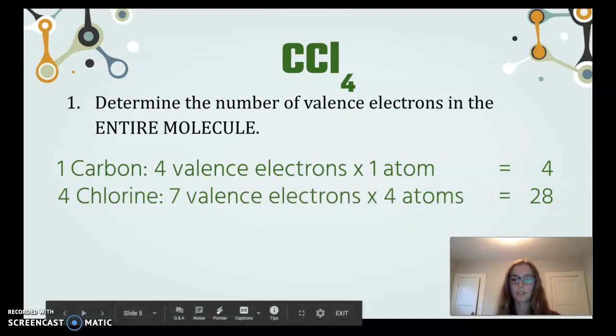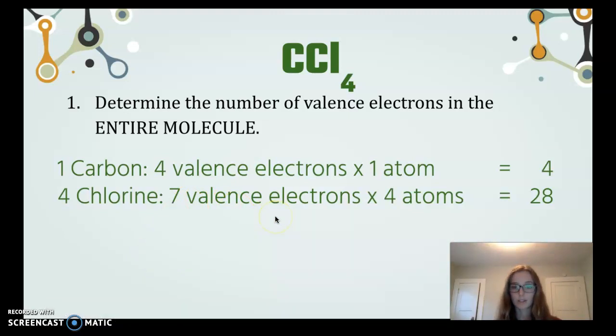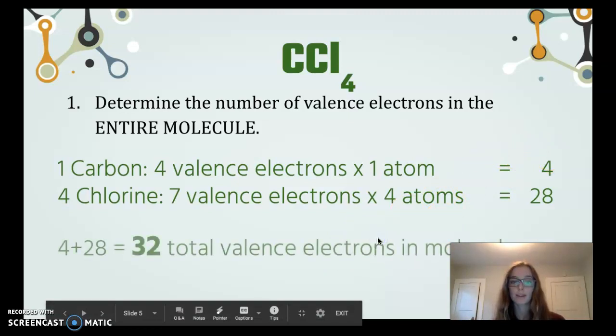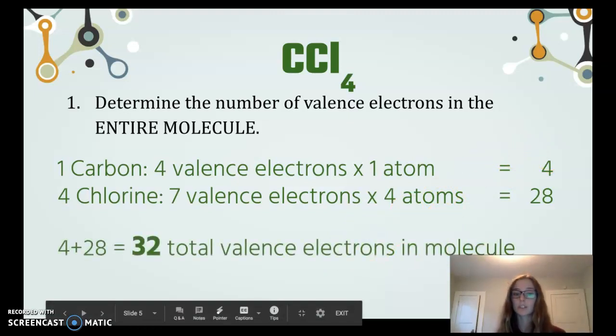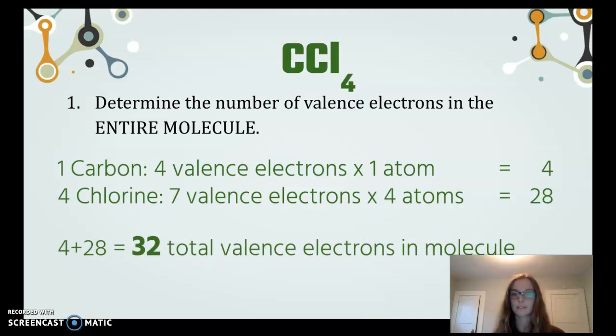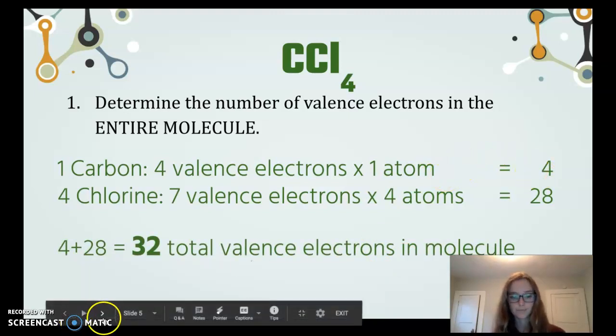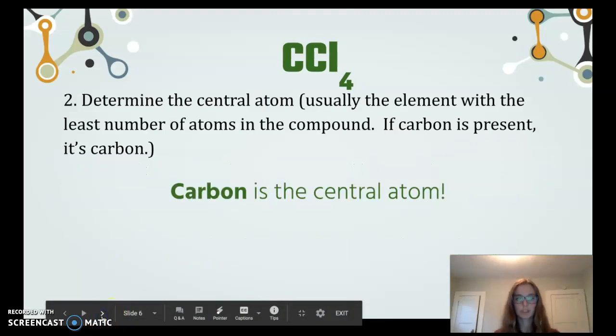Next we have chlorine, and chlorine has 7 valence electrons, but I have 4 chlorine atoms because I have a 4 subscript here. So therefore I have to do 7 valence electrons times 4 atoms, which means I have 28 valence electrons from my chlorine. So I'm going to add these together and realize I have 32 total valence electrons in this molecule. So make sure you have this example written down thus far as we go on to step number 2.